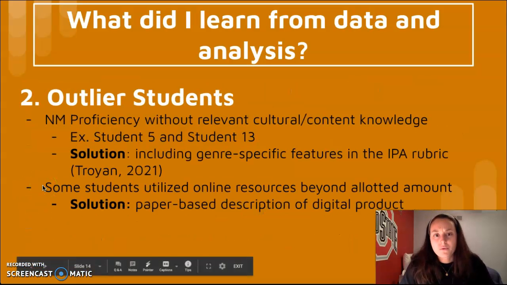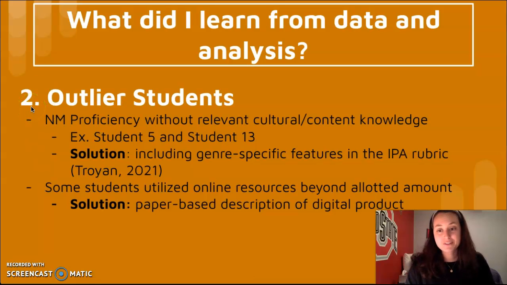Finally, it should be noted there were a few outlier students in my sample. 2 students in particular displayed novice mid proficiency with respect to language function, text type, etc. However, they did not demonstrate any cultural or concept knowledge that was addressed in the unit. In order to remediate this discrepancy, I believe a solution could be including genre-specific features on the IPA rubric so that it's not addressing content or proficiency, but rather both in an integrated way.